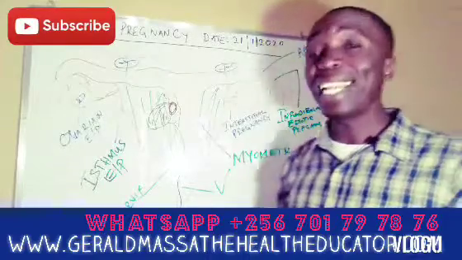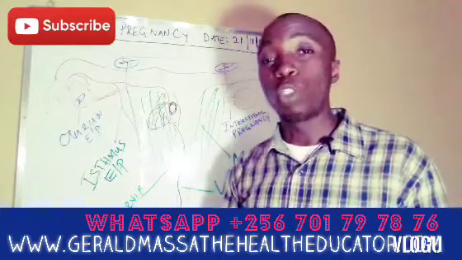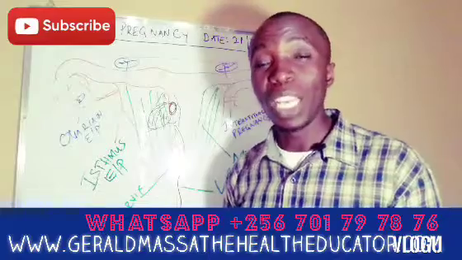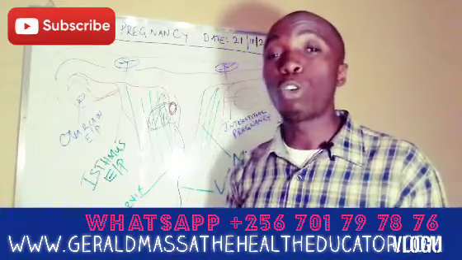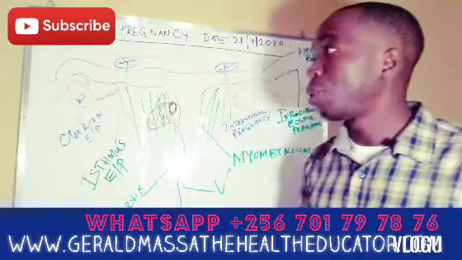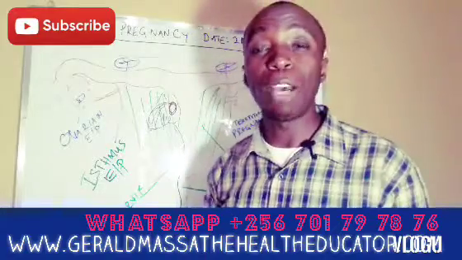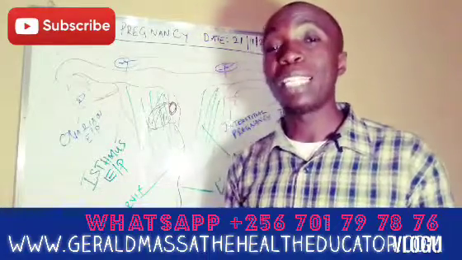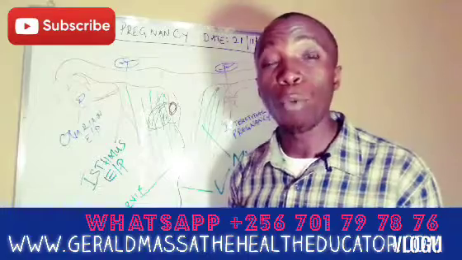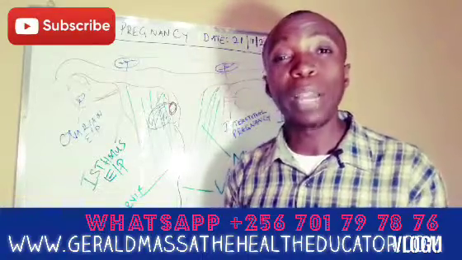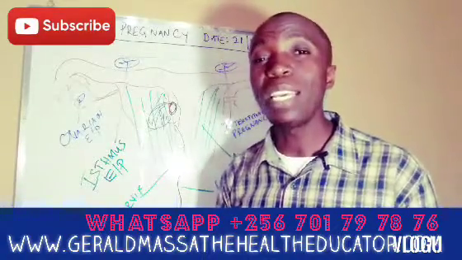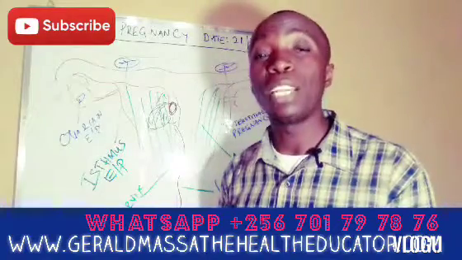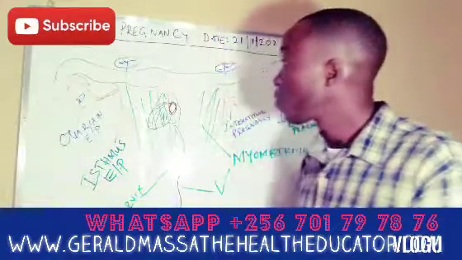So the signs of ectopic pregnancy: there's going to be lower abdominal pain, fainting, and dizziness. And then of course, if it's not managed very fast, it may become what we call an obstetric or gynecological emergency, meaning you need to be rushed into hospital very fast.